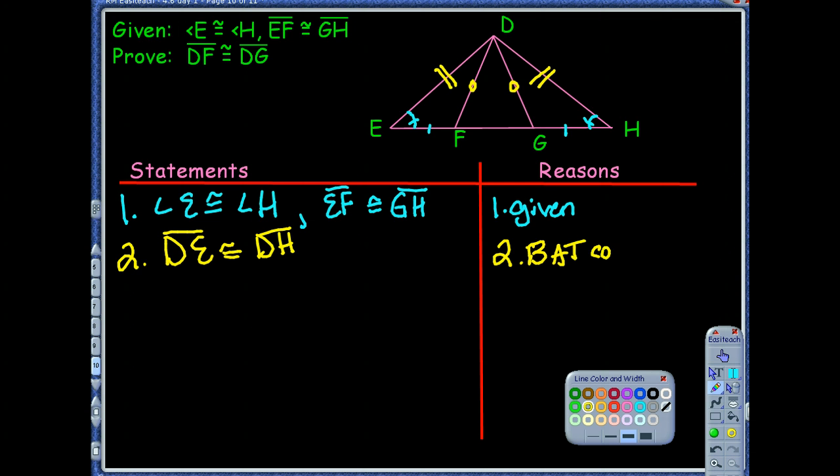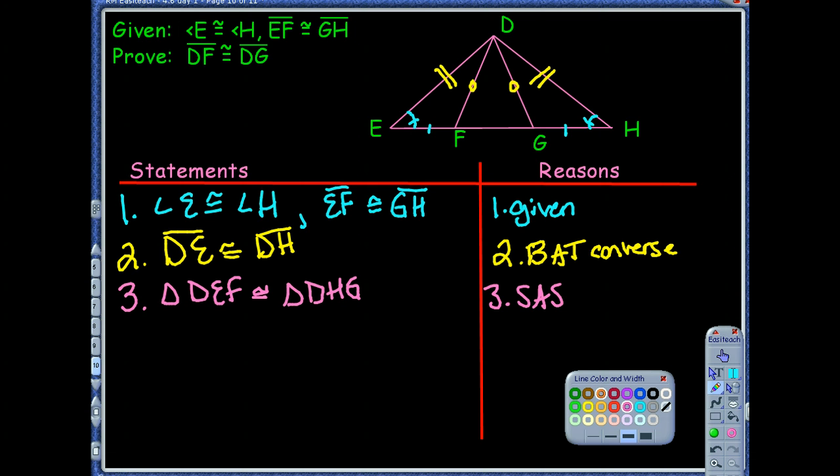Now that helps me, because now I can say those two smaller triangles are congruent. So I can say triangle DEF is congruent to triangle DHG because of side, angle, side.